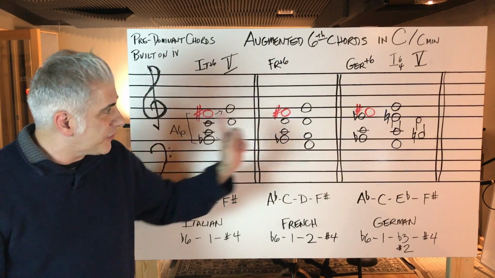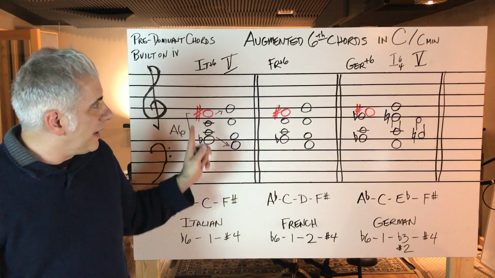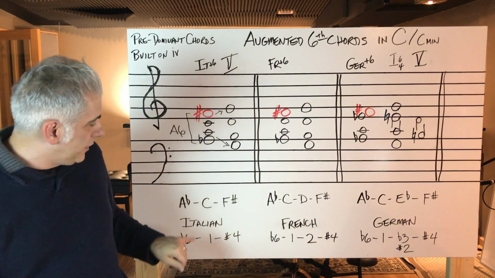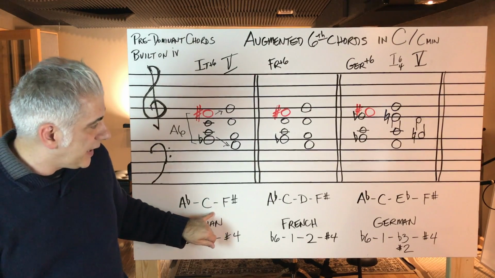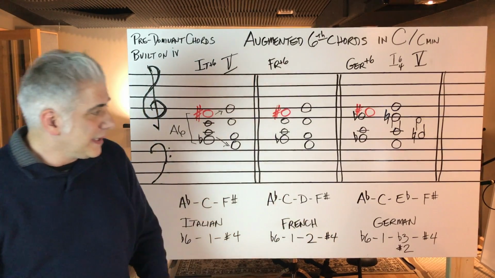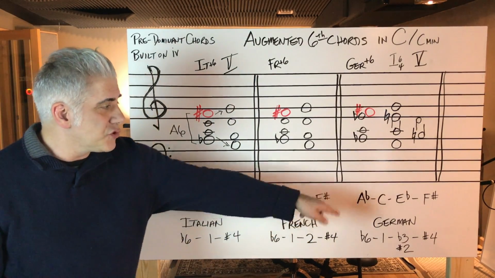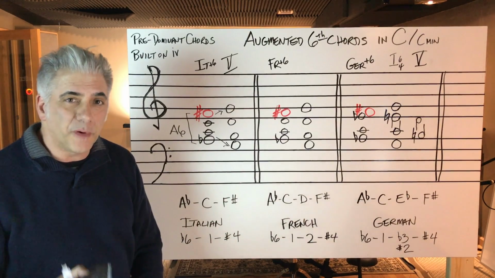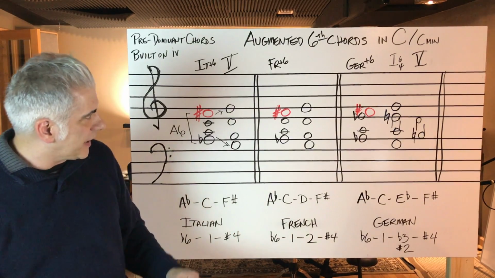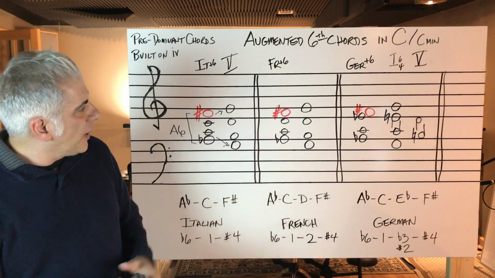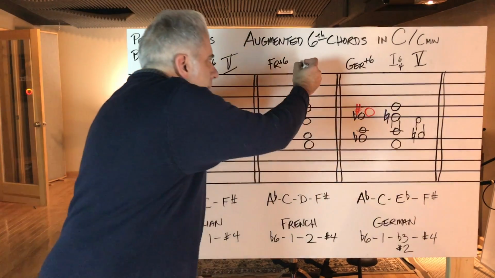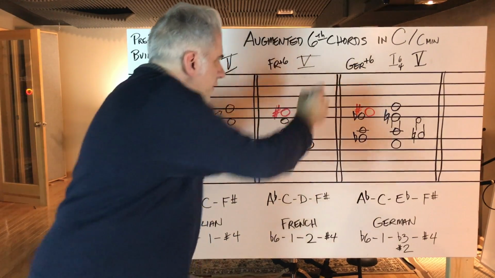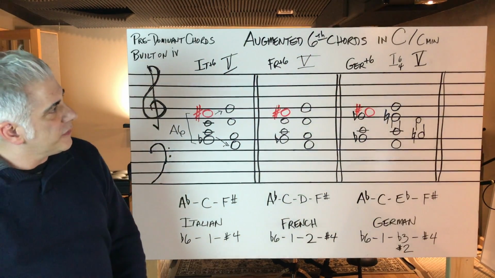So all three of these augmented sixth chords, the Italian, French, and German, all have the notes A flat, C, and F sharp in them. The only difference is the French and German have an extra note that is different between the two chords. I'll explain that in a second, okay? Now these all function as predominant chords, meaning they come before dominant chords.